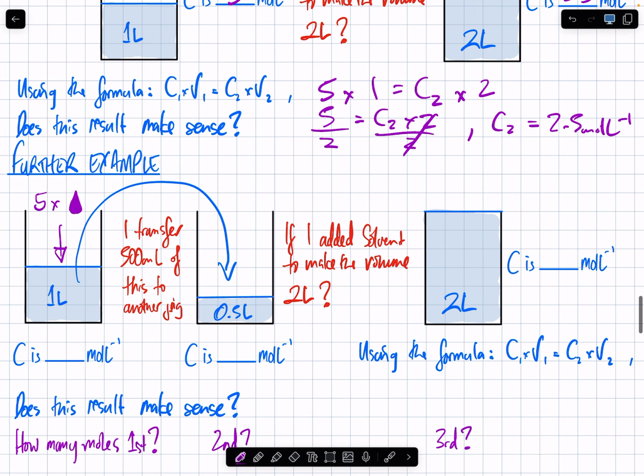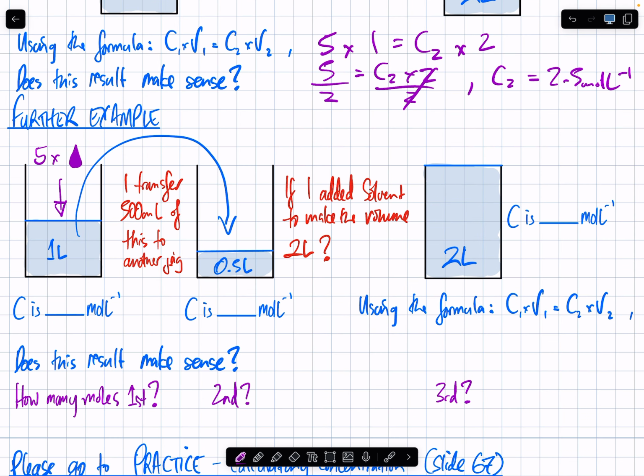But let's do a further example here. Try to make it a little more... Obviously, your numbers are not going to be so nice. But if you can do it with nice numbers, you should be able to do it with dodgy ones, because the formula is the same. So what I used to have concentration of 5 moles per liter, right? I'm going to put half a liter of this.